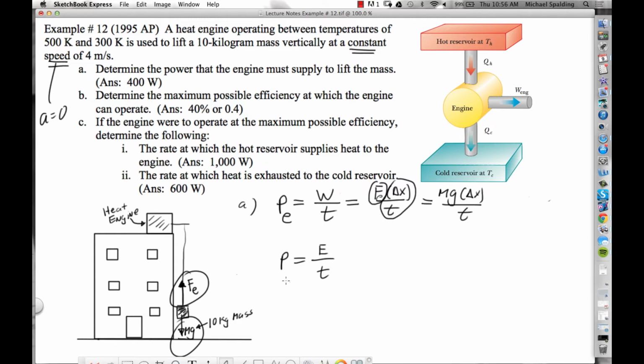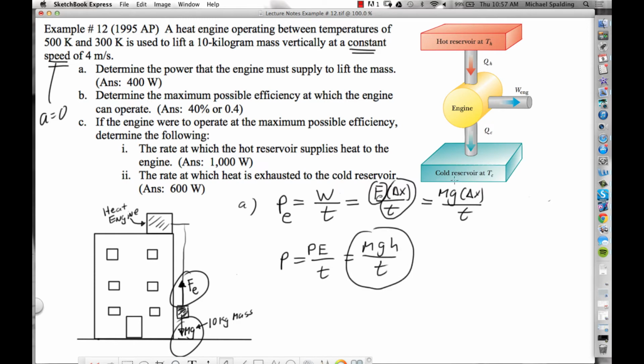Now, let's look at power as energy. As the 10 kilogram mass gets lifted, what type of energy is it gaining? Not kinetic, because it's moving at a constant speed. Potential. If it were gaining kinetic, it'd be going faster and faster. It's not gaining kinetic, it's gaining potential. What's the equation for potential? mgh. So just look at this.